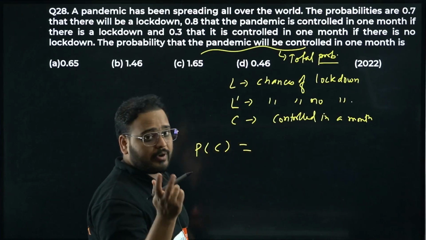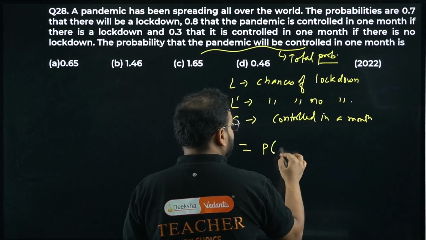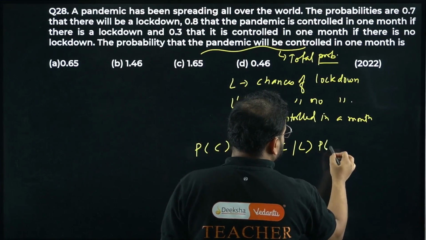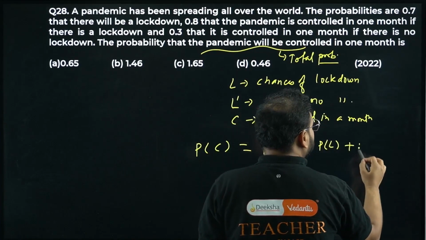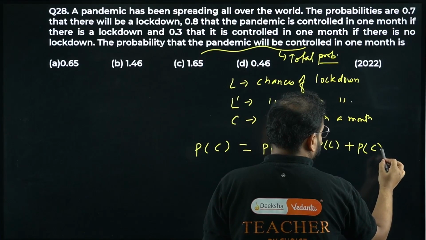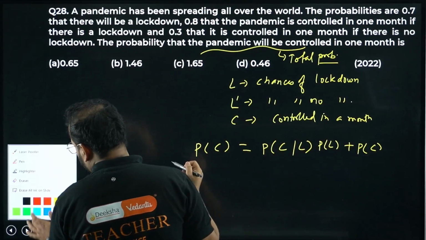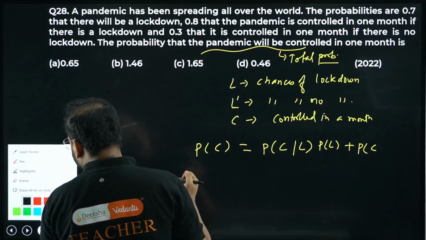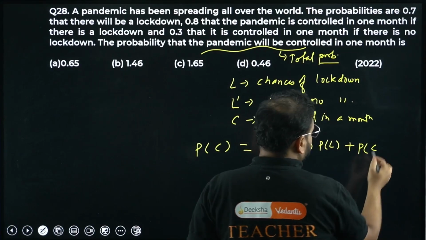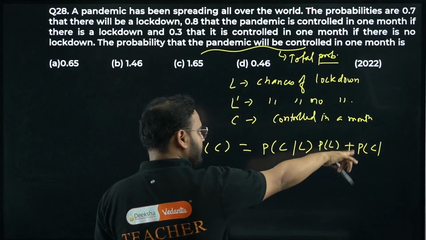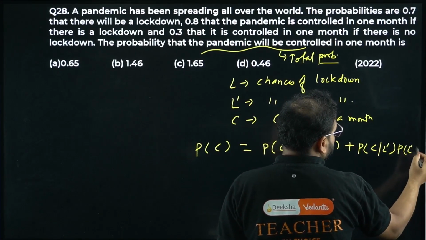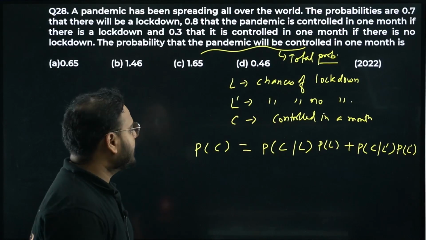So P(C) is my event. Now it can happen in two ways: controlled if there is a lockdown, and controlled if there is no lockdown. So I have to use conditional probability to define my total probability. Chances of controlling in 1 month if there is no lockdown. Please check. Okay, so have a look.